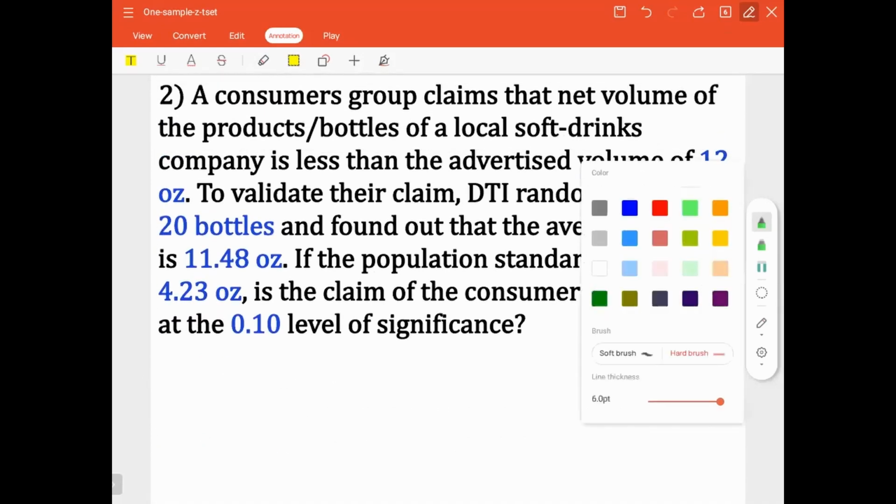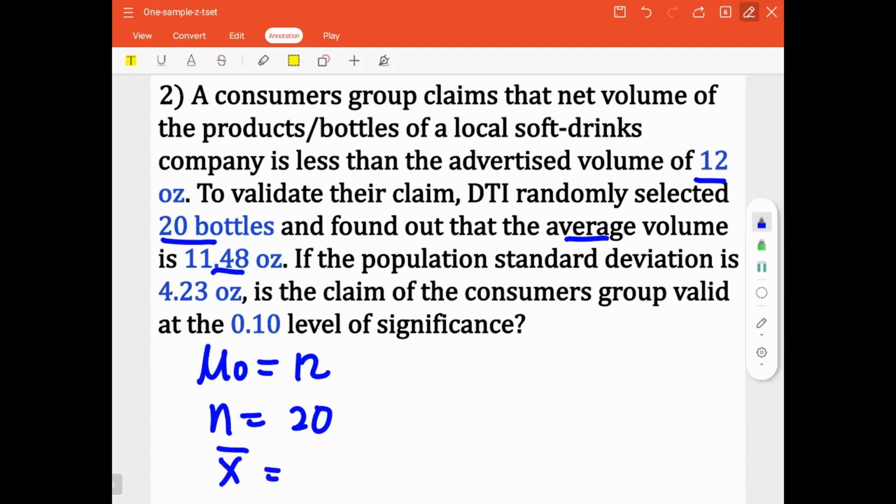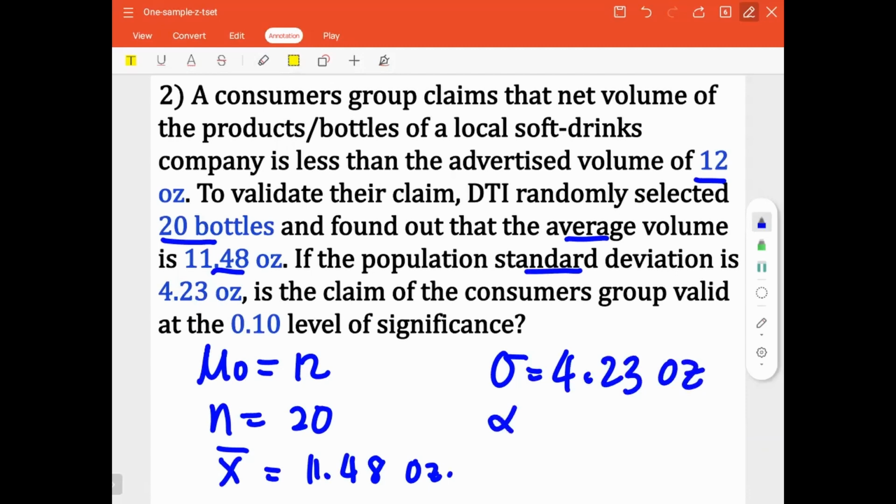Okay, so clearly what? This 12 ounces here will be the hypothesized mean. And this 20 bottles here is the sample size, right? Then the average volume based on the sample is 11.48, says here. So that is actually the sample mean, denoted by X bar. So this is 11.48 ounces. Okay. What else? We have the population standard deviation, which is 4.23. Okay. And we are to test at a 0.10 level of significance.